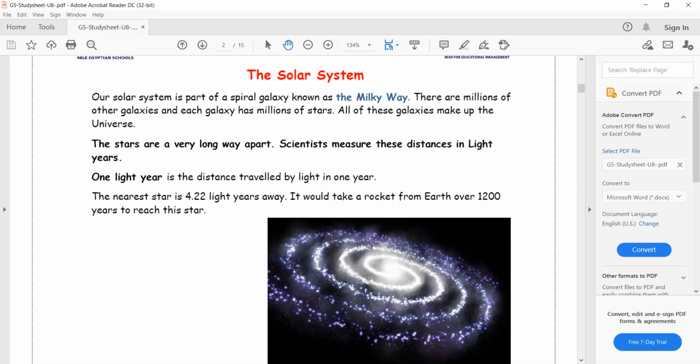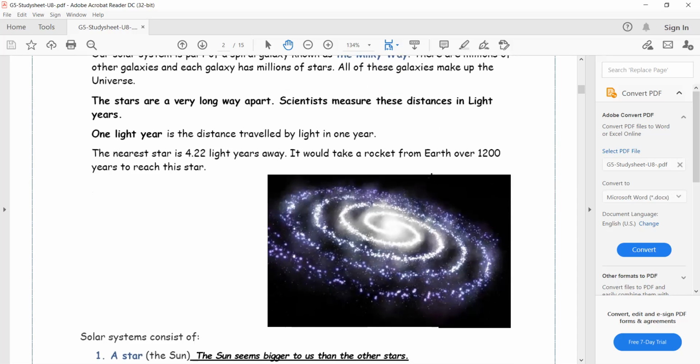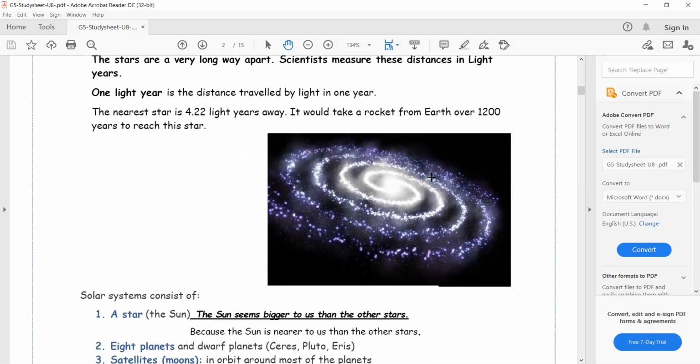By the way, the farthest distance that humans reached is, of course, the moon. We landed on the moon. Humans reached the moon in 1969 by an astronaut called Neil Armstrong, in a journey called Apollo 11.